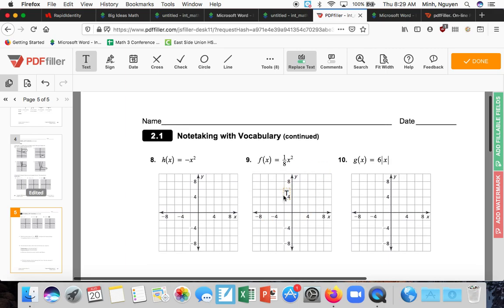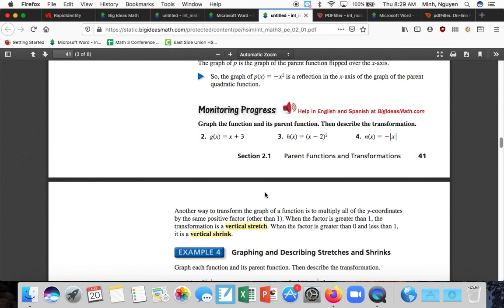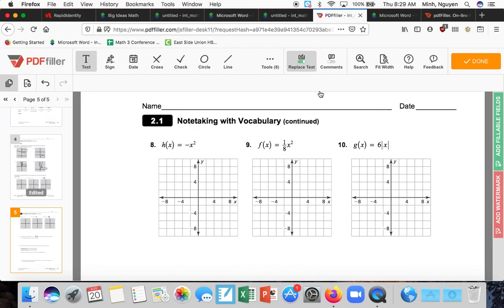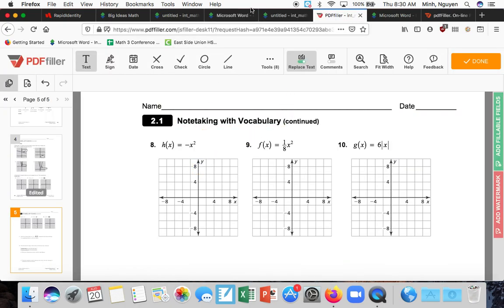And let's do, so this is fairly simple. It's right here, vertical stretch or shrink. Okay, this one is also vertical stretch or shrink. Okay, so let's do this one, 8. So you know that these are by 2s, so 1, 1, 2, 2, 4, -2, 4, and -1, 1.